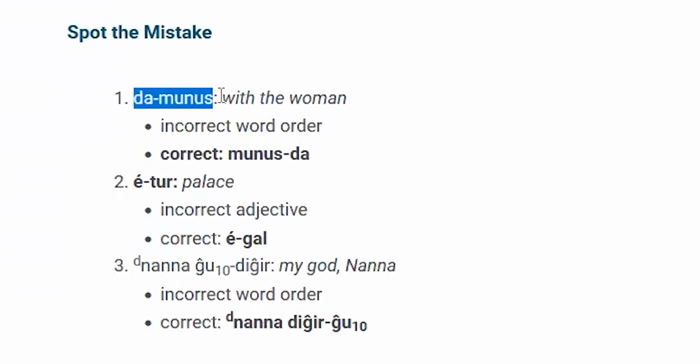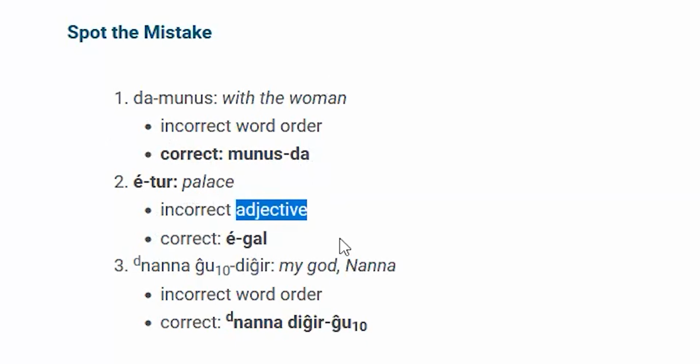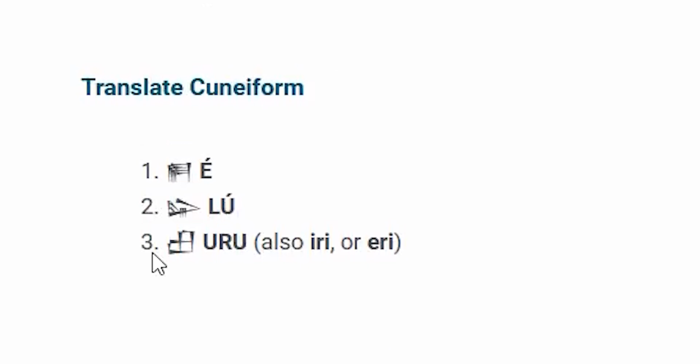This is the incorrect word order. It should be munus da, so woman with. Etur, palace, is the incorrect adjective on here. Should be egal. Danahu dingir should be nana dingir hu. And translate the cuneiform or identify the sign. I probably could have put that too.